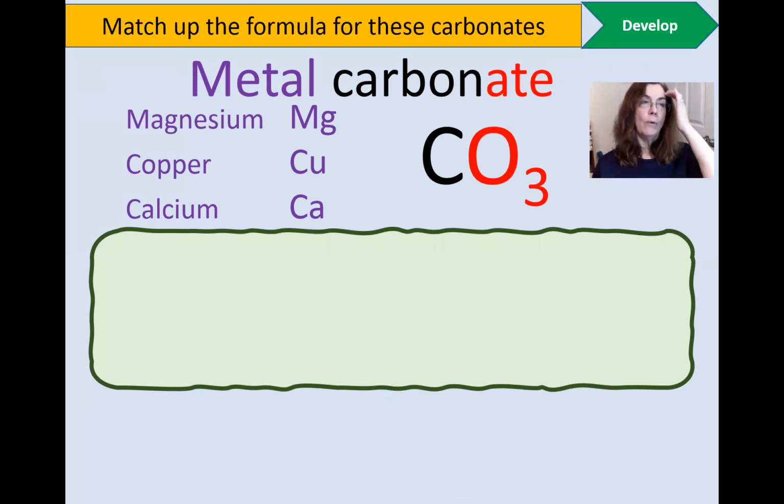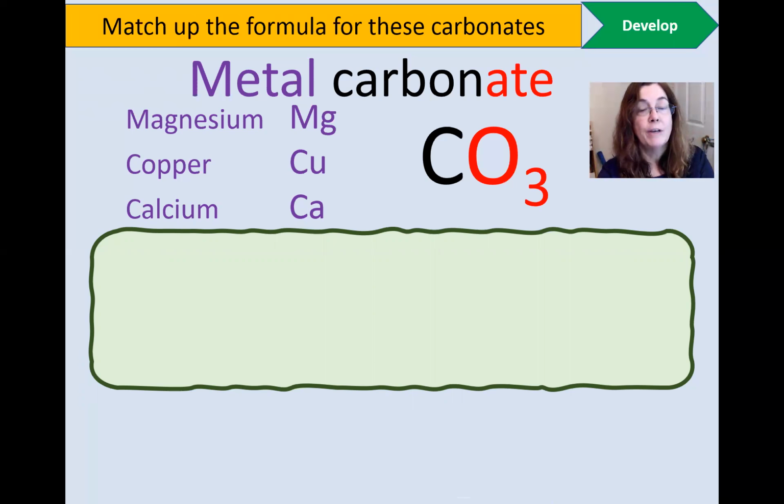Okay, so we're at a stage where I want you to do a little bit of matching up. Again, you could copy this slide down into your book, or you could number the left-hand side and put a letter on the right-hand side. So let's have a look. How do we recognise carbonates? Well, the metal could be anything from the periodic table, and I've picked magnesium, which is Mg, copper, which is Cu, and calcium, which is Ca.